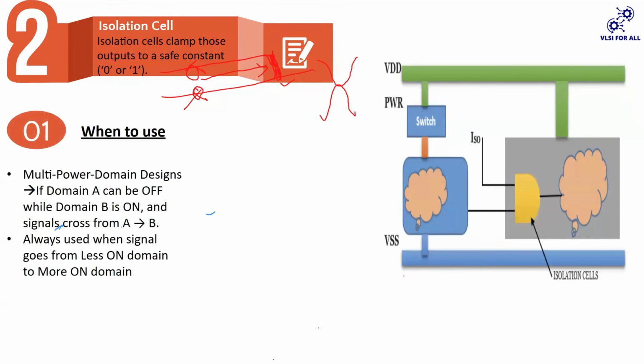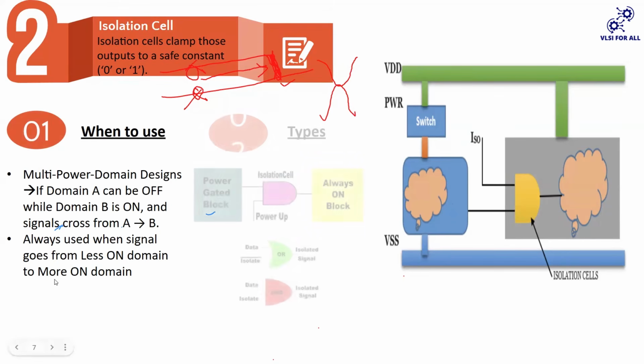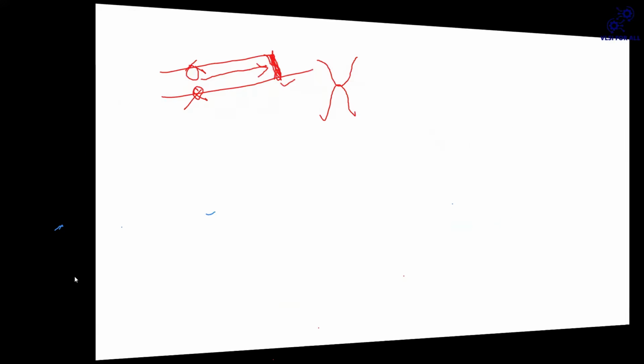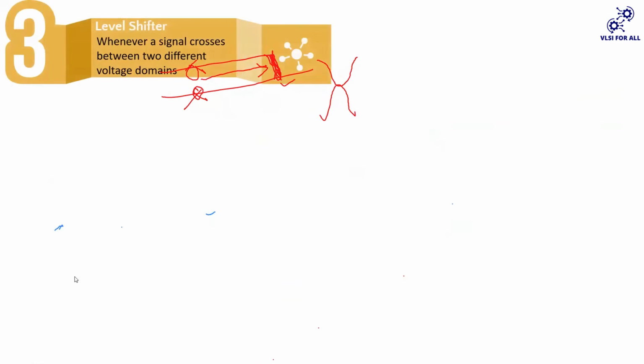Whenever the signal is going from an off domain to an on domain, see, whenever a signal is going from an off domain to an on domain, you need it. Okay. The terminology over here is it's not purely off to on. It is termed as less on domain to more on domain. Okay. And the next is we discussed the type, that it can be either OR or AND. And the third one which we looked upon was the level shifter cells, right?